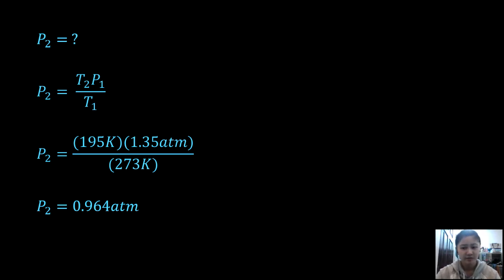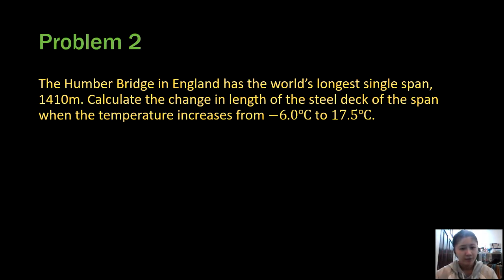And for our second problem, the Humber Bridge in England has the world's longest single span, 1,410 meters. Calculate the change in length of the steel deck of the span when the temperature increases from -6.0 degrees Celsius to 17.5 degrees Celsius. So for this problem, since it's asking for the change in length of the steel deck of the bridge in England, we would use this formula: change in length is equal to the initial length times alpha times the change in temperature. So let's list down the given.